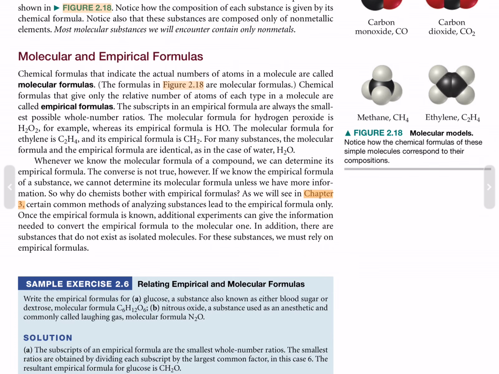So why do chemists bother with empirical formulas? As we'll see in Chapter 3, certain common methods of analyzing substances lead to the empirical formula only. Once an empirical formula is known, additional experiments can give the information needed to convert the empirical formula to the molecular one. In addition, there are substances that do not exist as isolated molecules. For these substances, we must rely on empirical formulas.